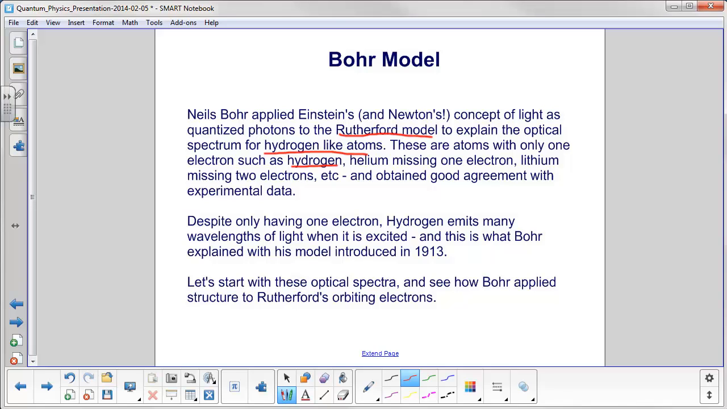He obtained good agreement with experimental data, which of course is key to any theory. Now, hydrogen, despite only having one electron, emits many wavelengths of light when it is excited. And this is what Bohr explained with his model, which was introduced in 1913. So let's start with these optical spectra and see how Bohr applied structure to Rutherford's orbiting electrons.